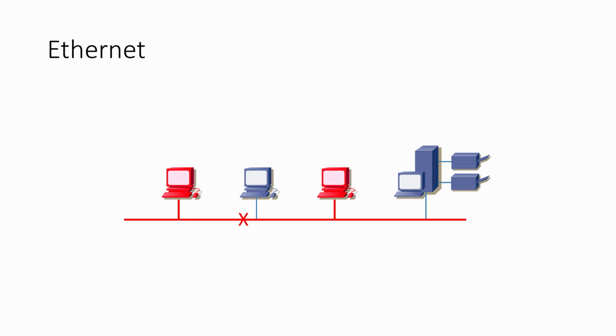The system for dealing with packet collisions is known as Carrier Sense Multiple Access with Collision Detection, and, fortunately, it happens very quickly. A typical Ethernet can carry up to 10 gigabits per second. That's a lot of packets.